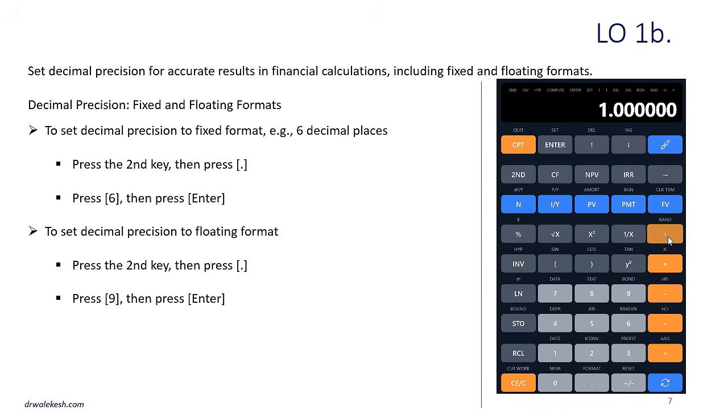1 divided by 3 is 0.333. Since our financial calculator is on 6 decimal places, then we have 6 threes. So let us change our financial calculator to floating decimals.